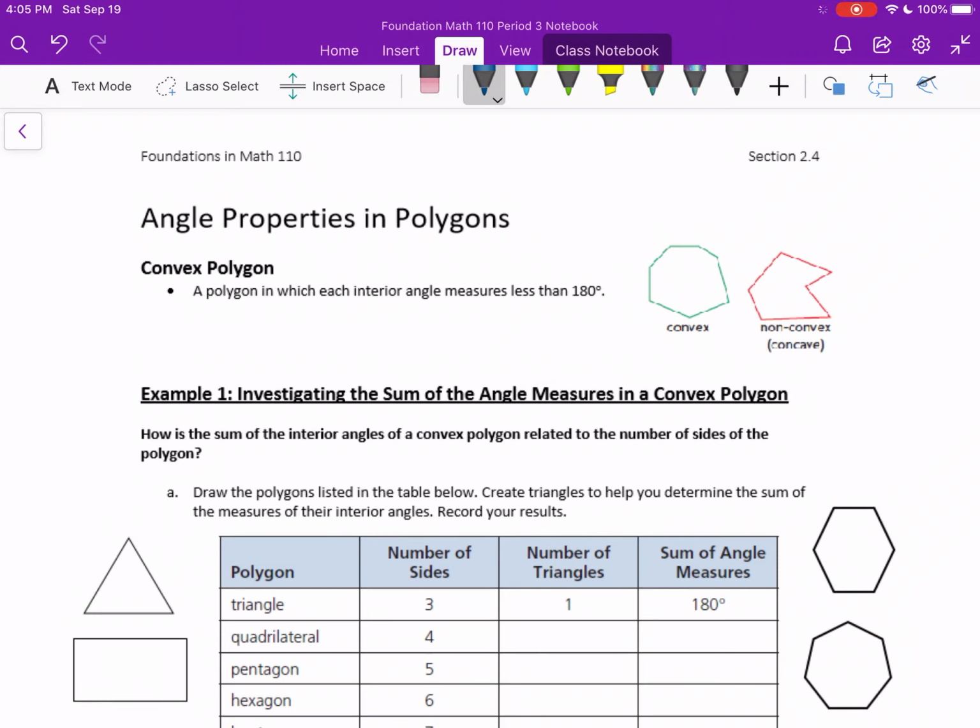Okay, so we are looking at section 2.4. So hopefully you have your notes in front of you. Maybe you're watching this on your phone and then you can have your notes in front of you on your iPad. So I'm going to do a flip lesson.